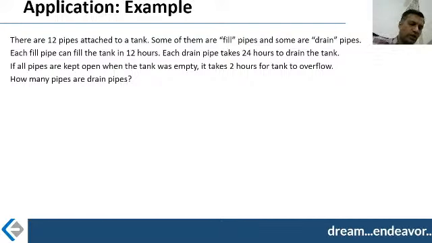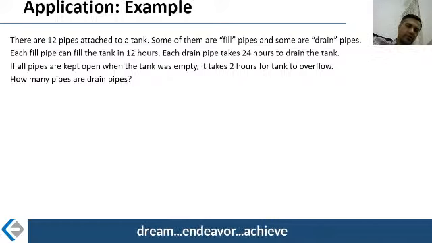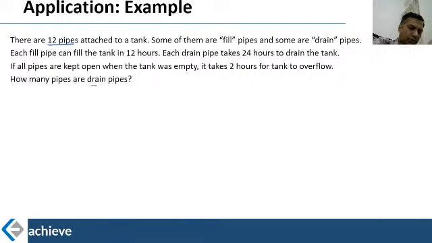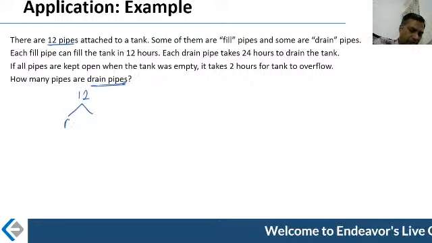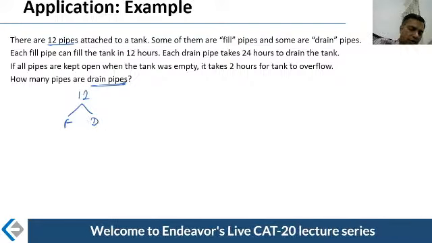Okay. So there are two types of pipes attached. Together there are 12. Out of 12, some of them are fill pipes, some of them are drain pipes. The question is: how many pipes are drain pipes? Let me call the number of drain pipes x, and that's what I need to find out, because that's the question here.